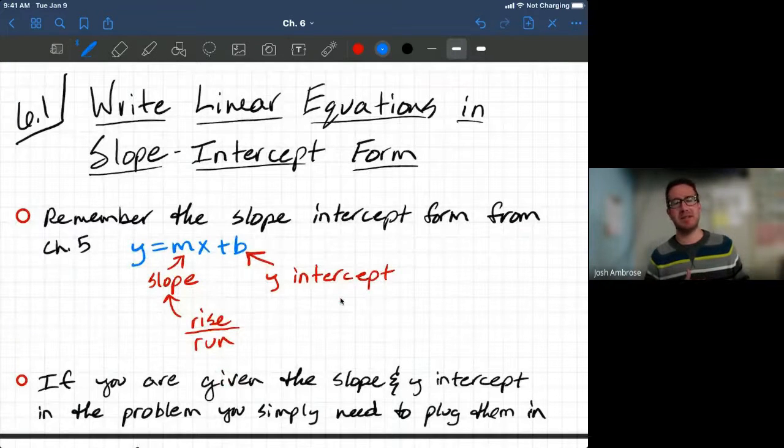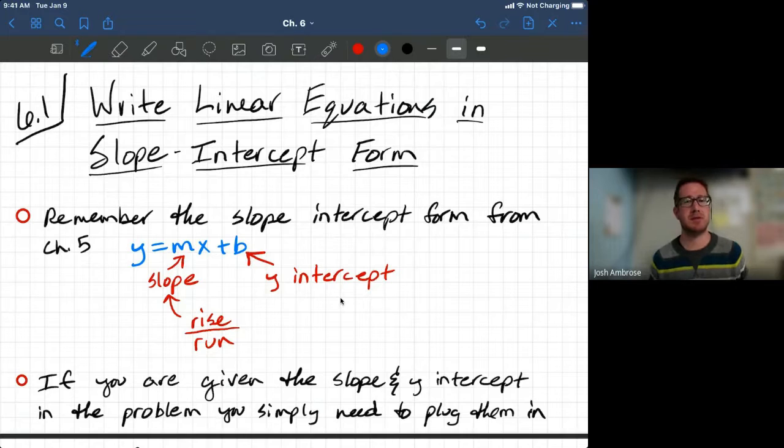Listen, hopefully it didn't completely burn you guys out in Chapter 5, because I know we used a lot of slope-intercept form, and we are still using a decent amount of slope-intercept form. And in fact, throughout this chapter, we're going to be introducing a couple new forms to you. Okay, so without any more waiting, let's jump into it.